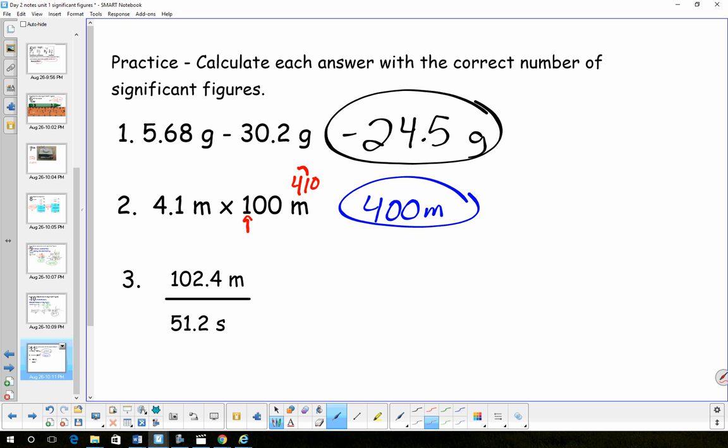Okay, number 3. Volunteer. Somebody has got it done. Okay, what is it? Don't know it? What is it? 2. Okay, do I have some that agree with that or disagree? Okay.